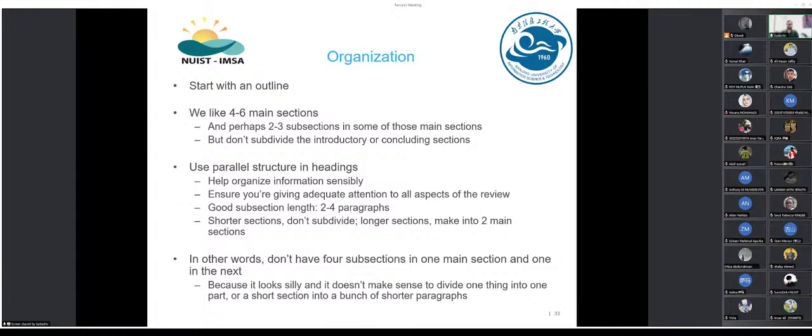Now, how to organize your paper. You should start with an outline. Think of these as points that you are going to follow while writing the paper. Write down some ideas, bullet points, and key points that your paper will be revolving around.